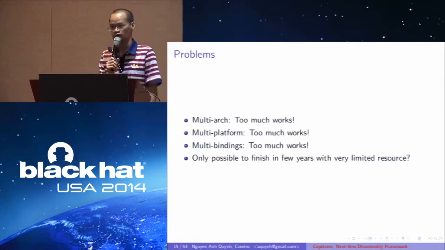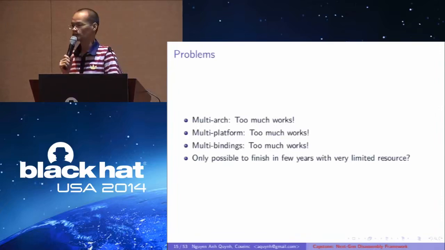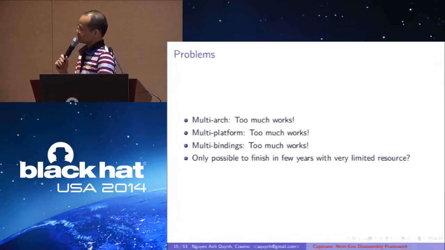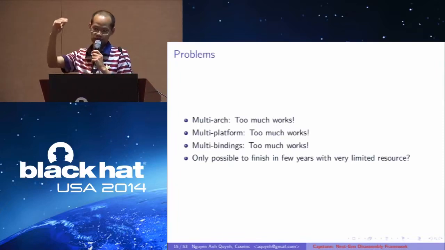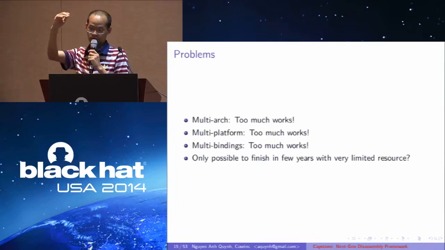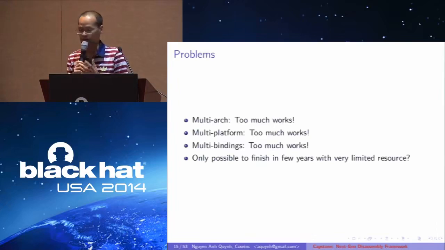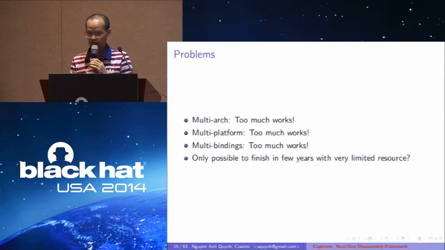Well, I set some goals for Capstone, but there were many problems. Multi-arch, too much work. In the last slide, you can see I listed some available engines, and some of them have like 10 years of history and are still incomplete. Now we want multiple architectures, not a single one. Do you think how much time I would spend on that? Maybe the rest of my life, right?